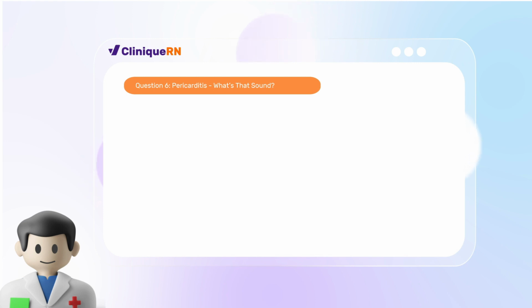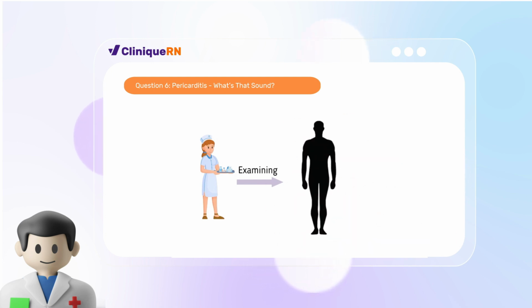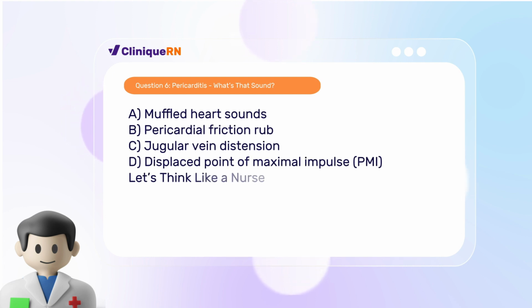Question 6. Pericarditis. What's that sound? A nurse is assessing a client with suspected pericarditis. Which assessment finding is most characteristic of this condition? A. Muffled heart sounds. B. Pericardial friction rub. C. Jugular vein distension. D. Displaced point of maximal impulse, PMI.